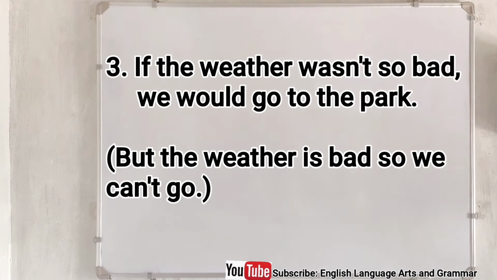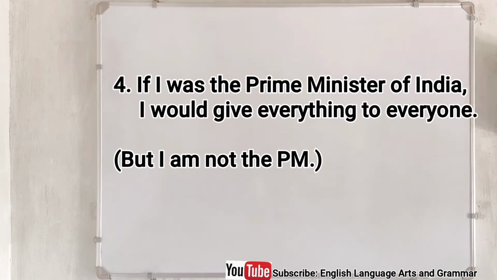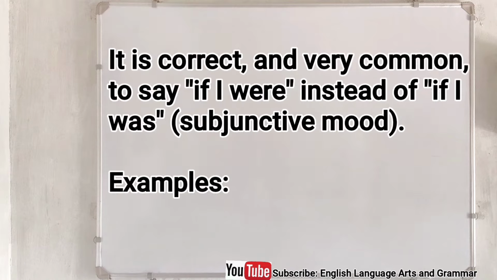Some more examples. Example 3. If the weather wasn't so bad, we would go to the park. Example 4. If I was the Prime Minister of India, I would give everything to everyone for free. We are going to learn some other different formulas in Type 2.